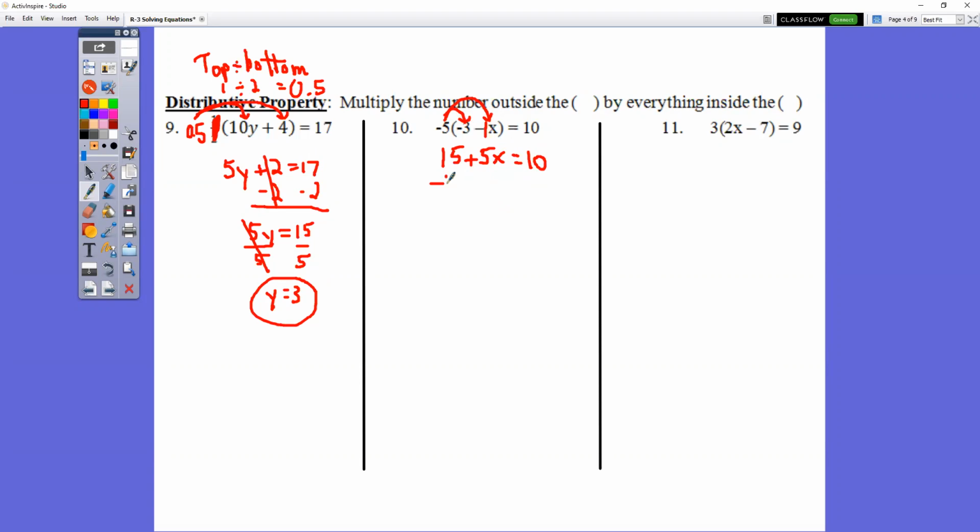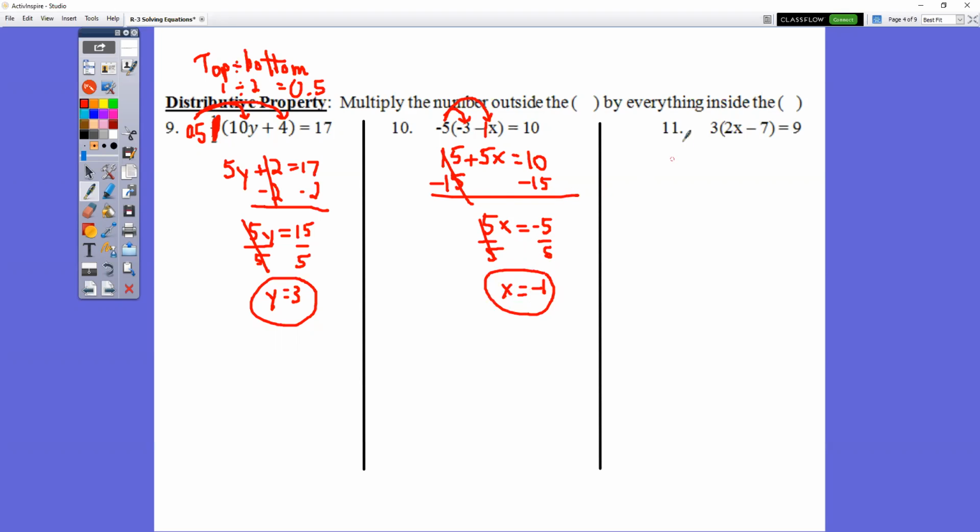And then we just have another two-step equation. So -15 minus 15. So 5x equals -5. Divide by 5, divide by 5. And you get x equals -1.